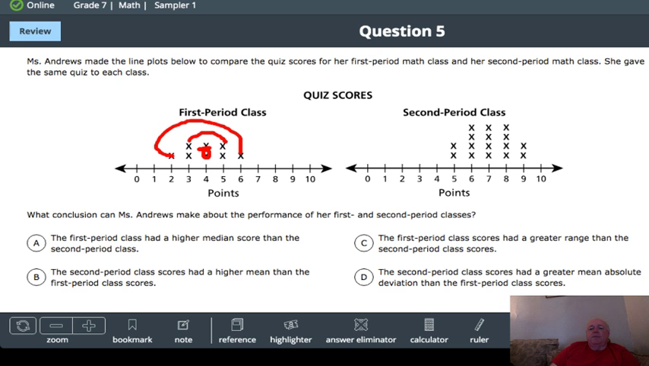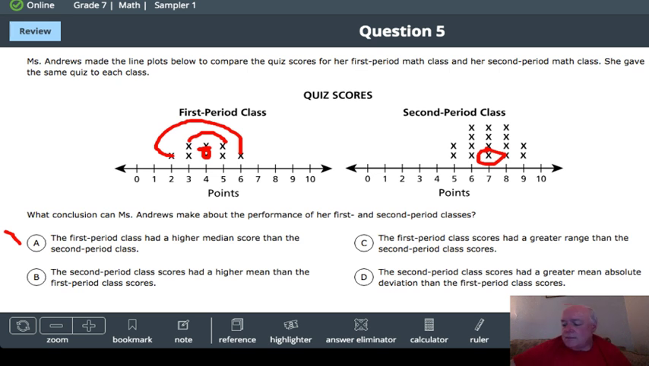We have to do the same thing here. If we go back and forth, the second class median is going to be a 7. That's different than the mean. So, does the first period class have a higher median score than the second? No. So it's not A. A fails that test.